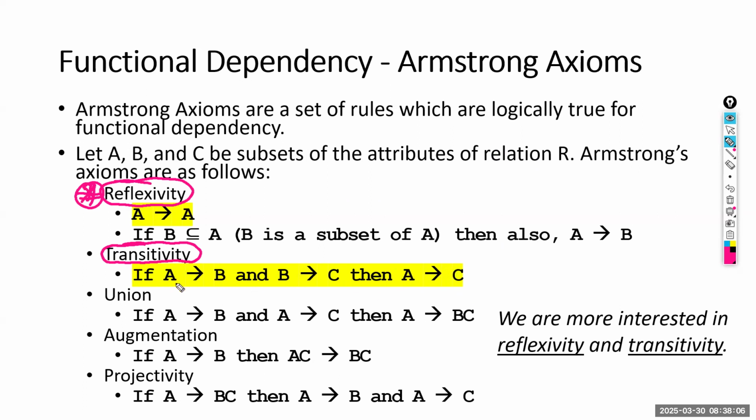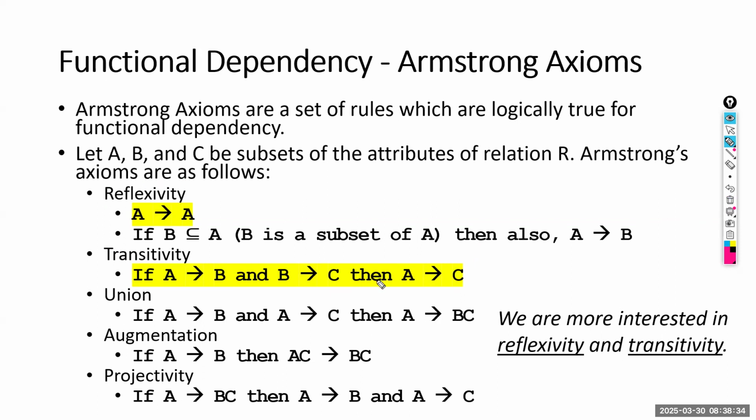That means for one value of A, there's only one value of B, and for one value of B, there's only one value of C. So for a given value of A, we can specifically say this is the value of C. That means when you know A, you know C specifically, without any doubts, without any ambiguity. This is called transitivity.